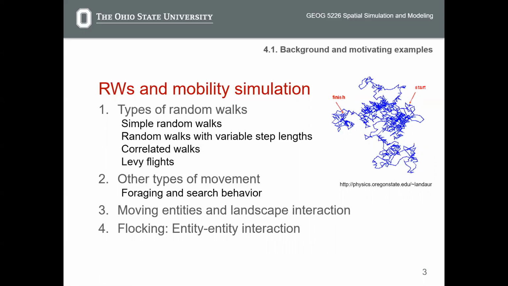So what's the strategy here? Obviously, they're not purely randomly moving around and searching for food or other resources. What's the best strategy? And also moving entities and landscape interaction, and also flocking, entity interaction.